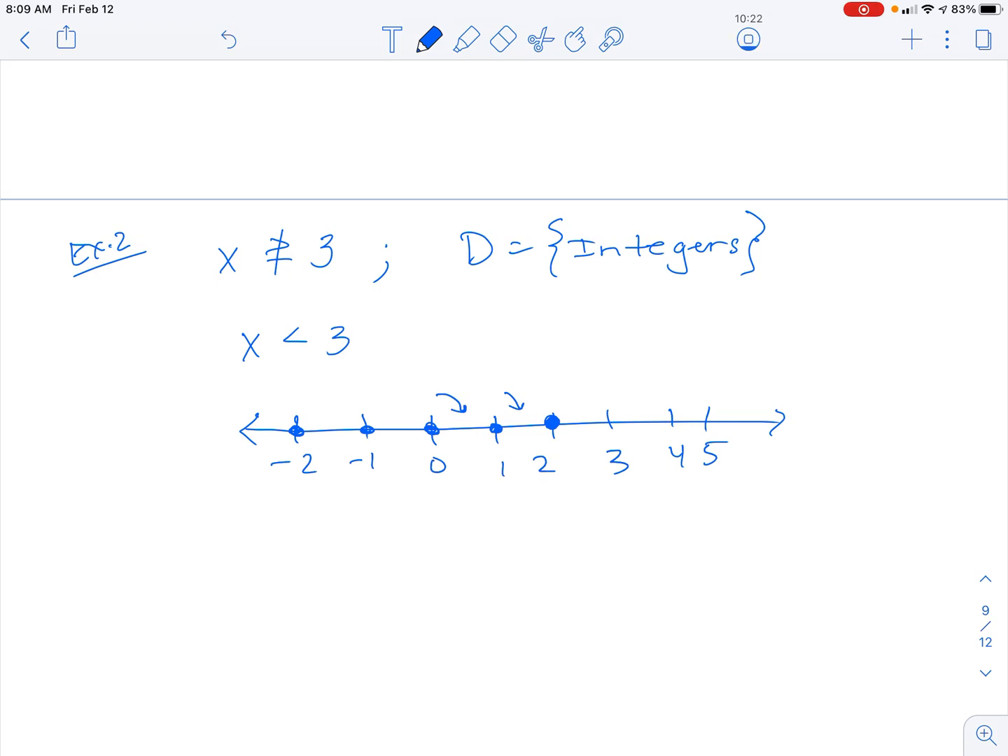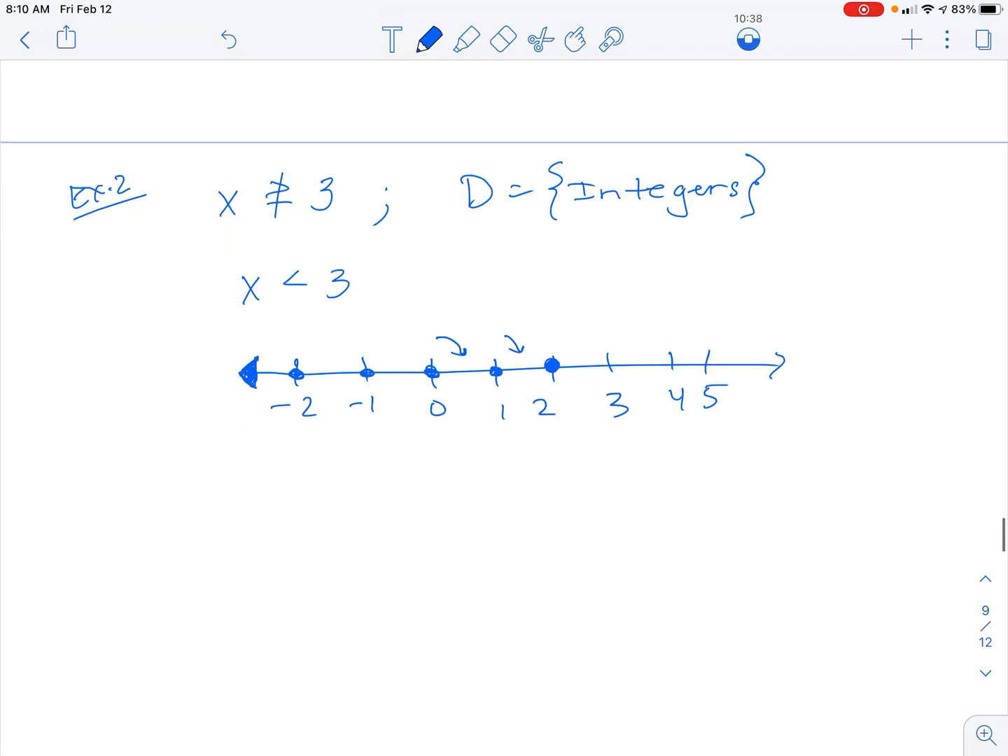So I'm just going to graph each one of those integers. However, since it's continuous flowing in the negative direction, it's all the integers less than 3, we only bold in your little arrowhead over there. That's the indicator that includes all those integers heading in that direction.